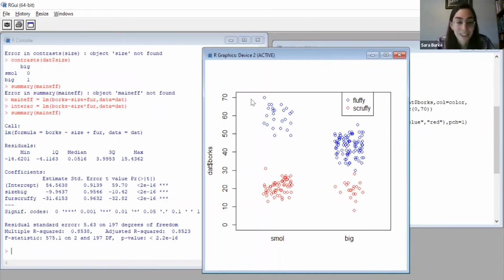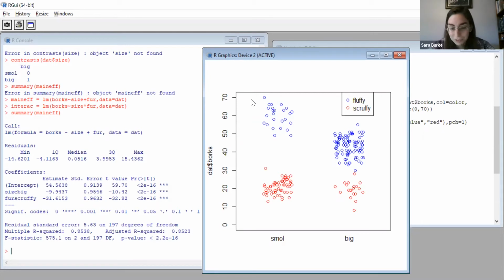Okay, that's a good question. You want to take a stab at what it means conceptually? So I'm seeing a main effect of scruffy fur such that having scruffy fur leads to, what is it, like 32 fewer Borks than fluffy fur? Yep. So the scruffy dogs are borking 32 fewer times than the fluffy dogs, but isn't that overall, right? When adjusting for size? Adjusting for size is one way to say that, yes.